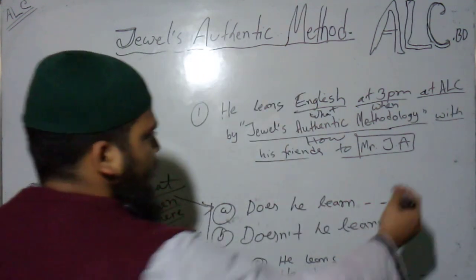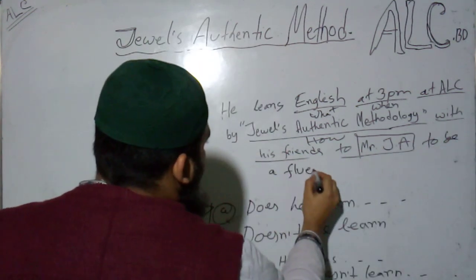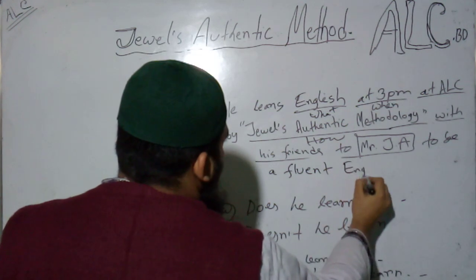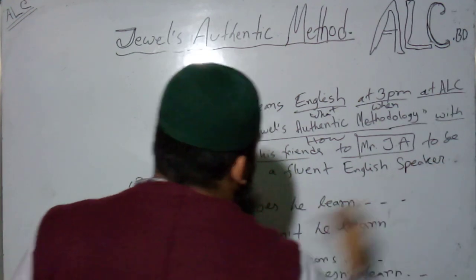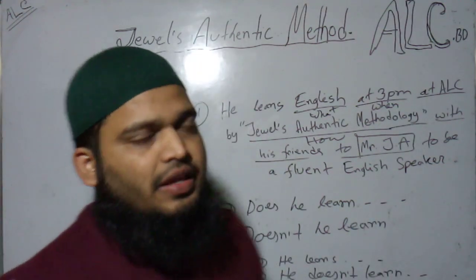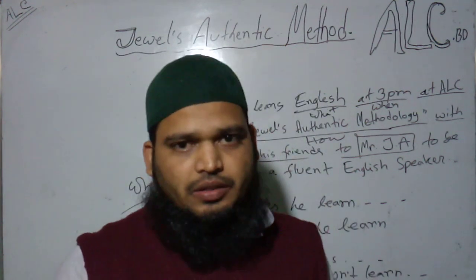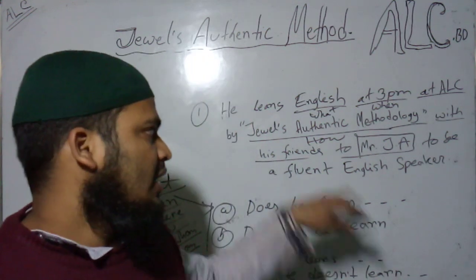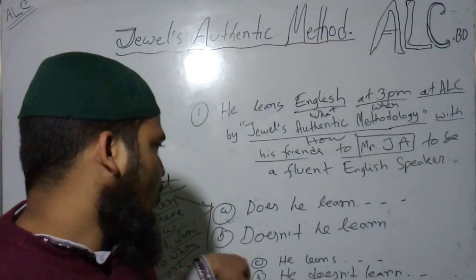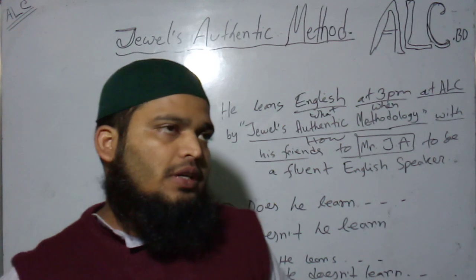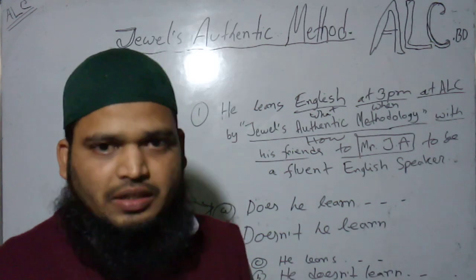You can answer, to be a fluent English speaker. You can verify or you can change your answer by saying, to go abroad, to get a GPA 5 in the upcoming examinations. In the similar way, you can answer as your own wish about the WH words. Why does he learn English? You can answer that I learn English to be a smart English speaker, or to be a fluent English speaker.